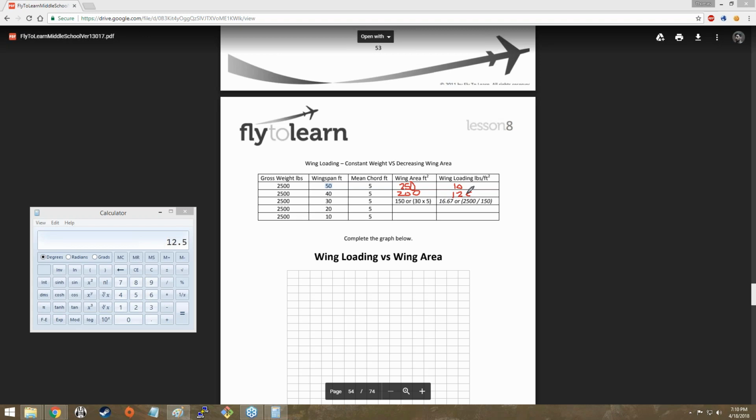So 12.5. It's just meant to be pretty quick anyway. So as you can see, now each square foot of wing has to lift 12.5 pounds. Not a huge increase, but still more than 10. And this happened because there was less wing.